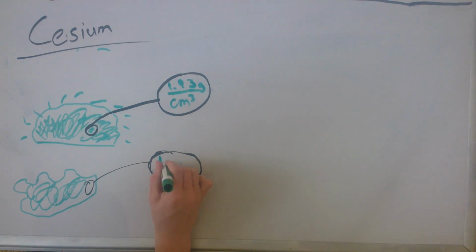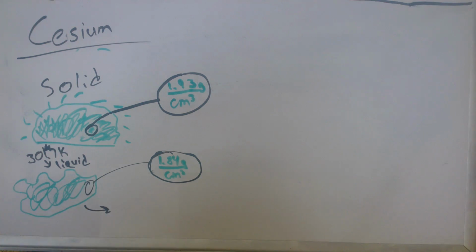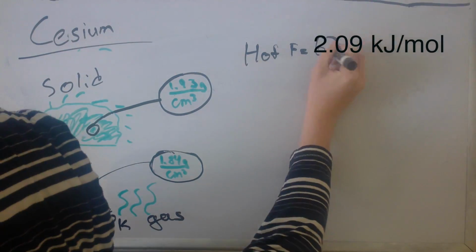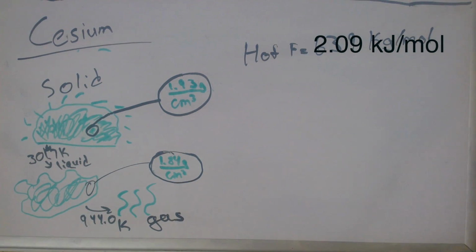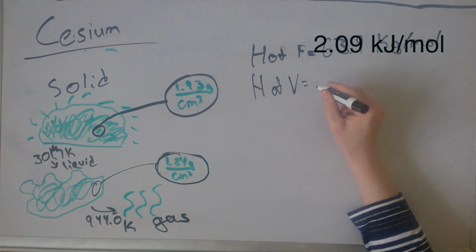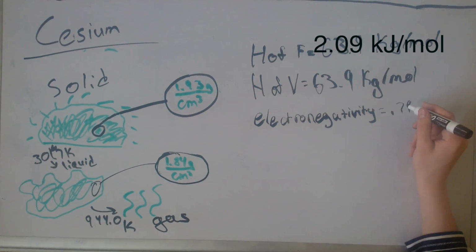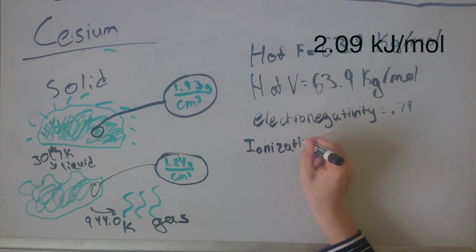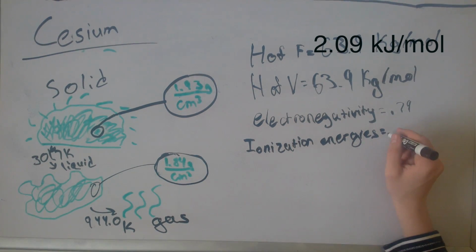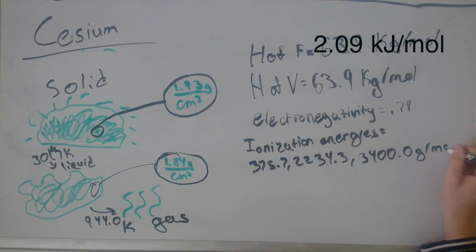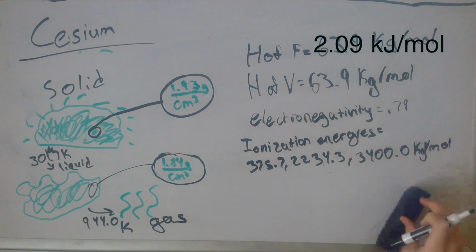The density of cesium is accepted to be 1.93 grams per cubic centimeter at or around room temperature, and 1.84 grams per cubic centimeter as a liquid at its melting point. The heat of fusion of cesium is 2.09 kilojoules per mole, and the heat of vaporization is 63.9 kilojoules per mole. According to the Pauling scale, it has an electronegativity of 0.79 and ionization energies occurring at 375.7, 2234.3, and 3400 kilojoules per mole.